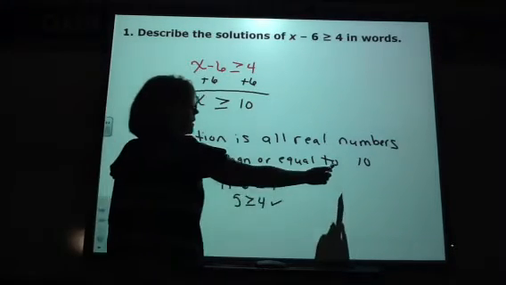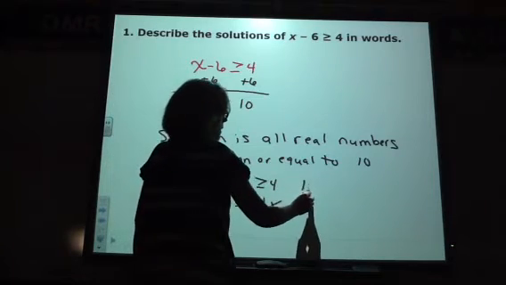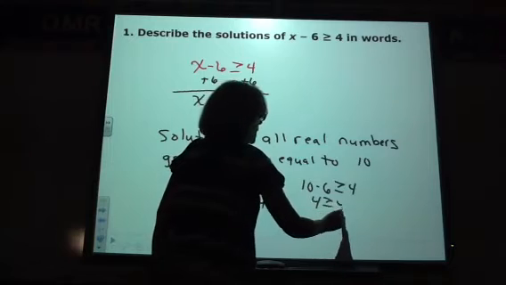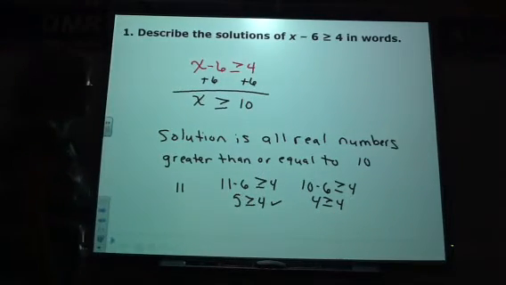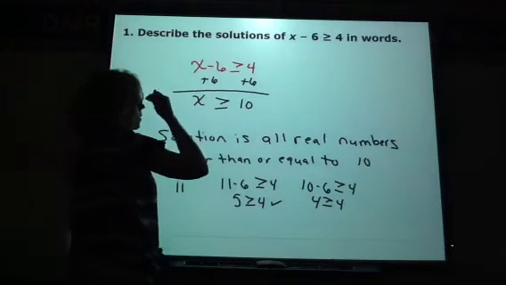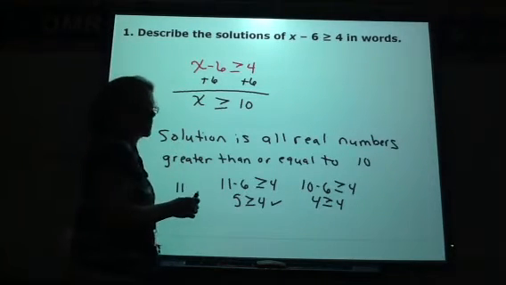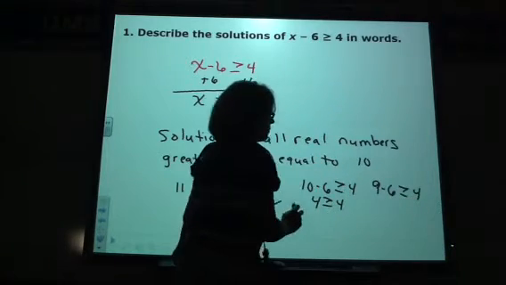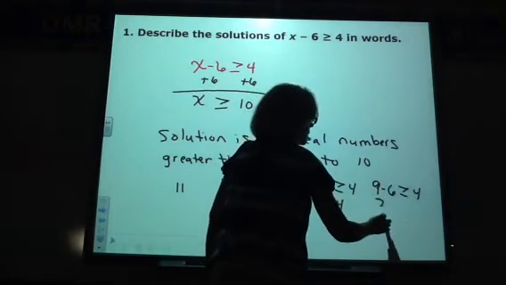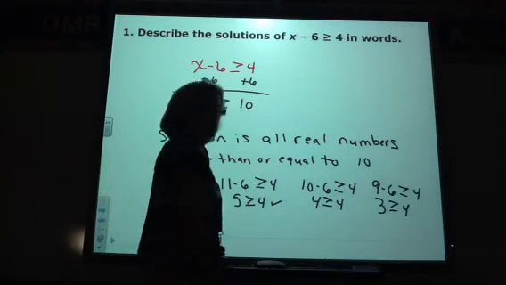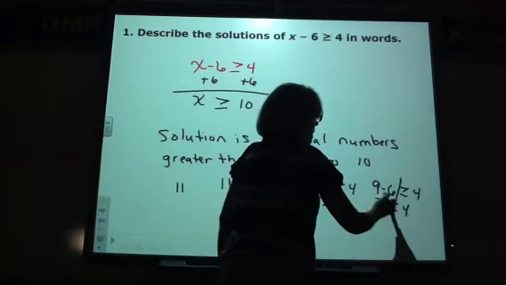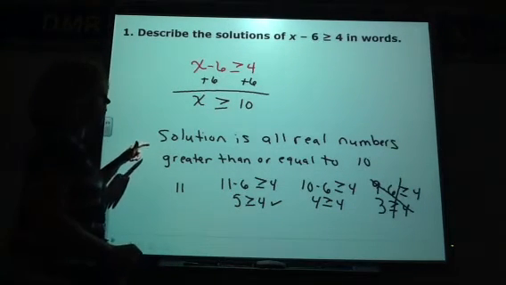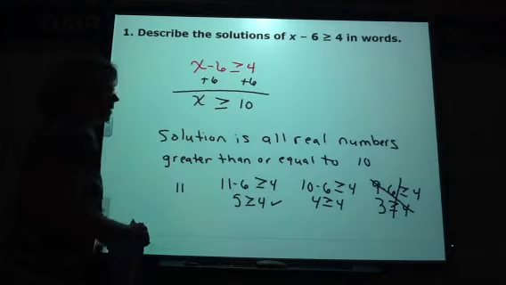Okay, let's try 10 because it says equal to 10. Substitute 10 in for x. 10 minus 6 is 4. Is 4 greater than or equal to 4? Yes, so that's part of the solution. Okay, let's pick a number that is not greater than 10. Let's pick 9. 9 minus 6 is 3. Is 3 greater than or equal to 4? No, it is not. Therefore, 9 is not part of your solution set. That's why the solution is all real numbers greater than or equal to 10.